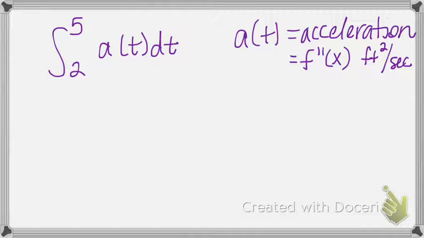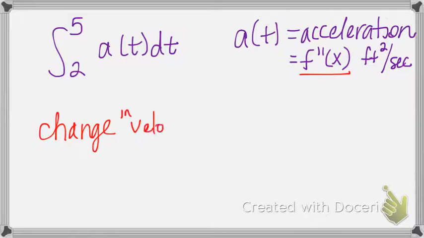So if I say what it represents, the change in something. Alright, think about what you would have taken the derivative of to get acceleration. So if acceleration is the second derivative, I would have taken the derivative of the first derivative to get it. Well, the first derivative is velocity, so this is the change in velocity from 2 to 5 seconds.